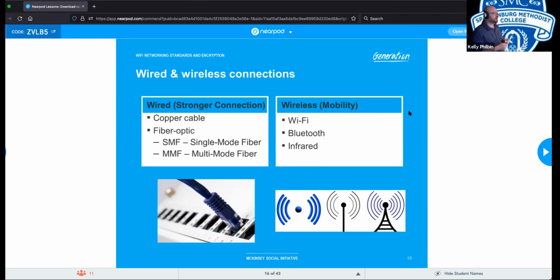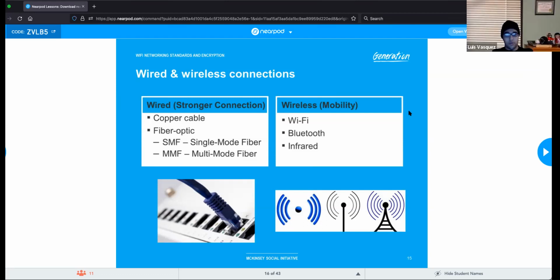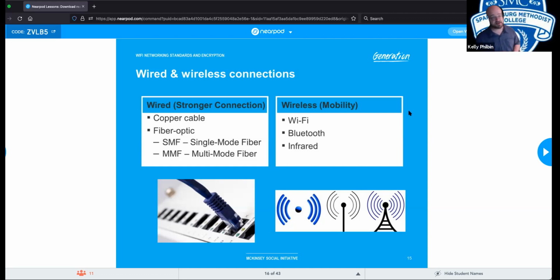So you have your copper or fiber optic. Underneath fiber, you have your single mode and your multi-mode fiber. Which one of these is immune to EMI? Fiber optic. Why? Because it's light. Very good. Fiber optic is light, so it's not going to be affected by a magnet. Unless you have a really, really powerful magnet, you might be able to pull off something like that, but I think it would be only slightly and probably not worth the effort.